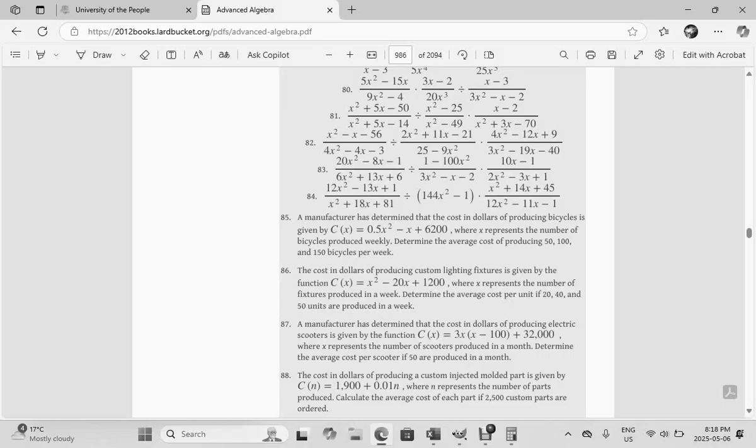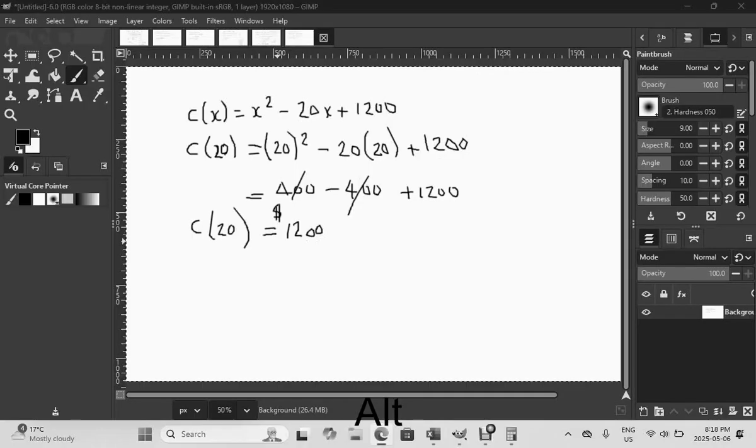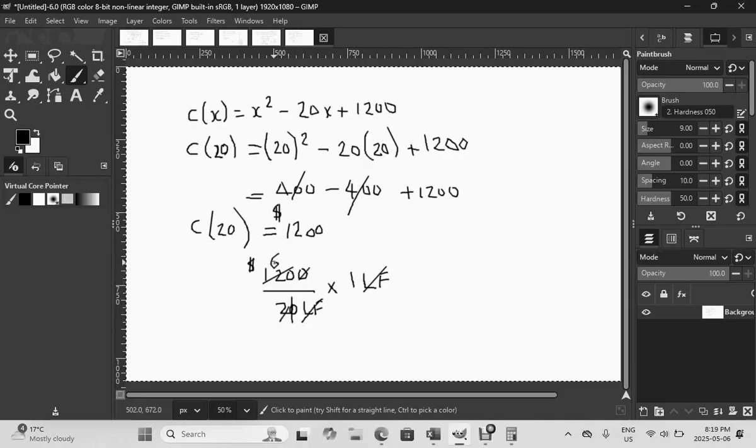You'll need to figure out the average cost per unit. Again, you can either cross multiply, or you can write it in this format. $1,200 for 20 lighting fixtures, LF, or units. Multiply this by 1 LF to figure out the price of one. So this will be $60. $60 will be the price of one lighting fixture.